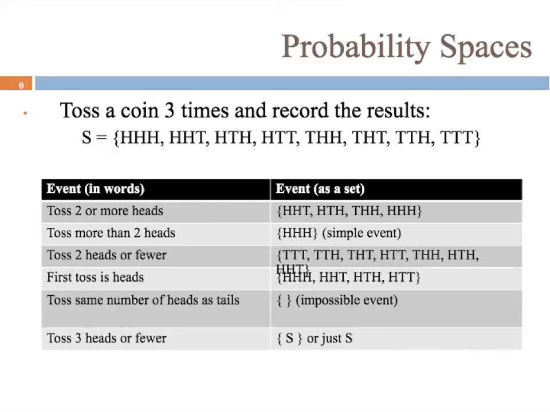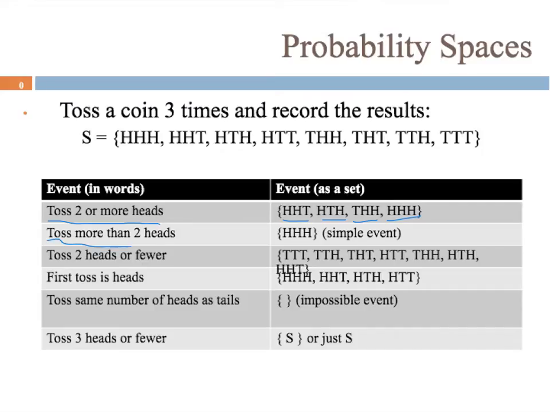Toss 2 or more heads. So we can have heads, heads, tails. Okay, that's 2 heads. Heads, tails, heads, tails, heads, heads, and heads, heads, heads. Those all fit into that criteria. So those are 4 of those events within the sample space.